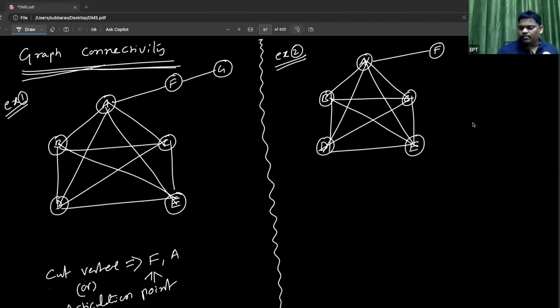Now come to this diagram. Everyone observe. In the second diagram, if you observe, some articulation points are there. Please listen to this also. Edge 1, edge 2, edge 3, edge 4, edge 5, edge 6, edge 7, edge 8, edge 9. Anything else?